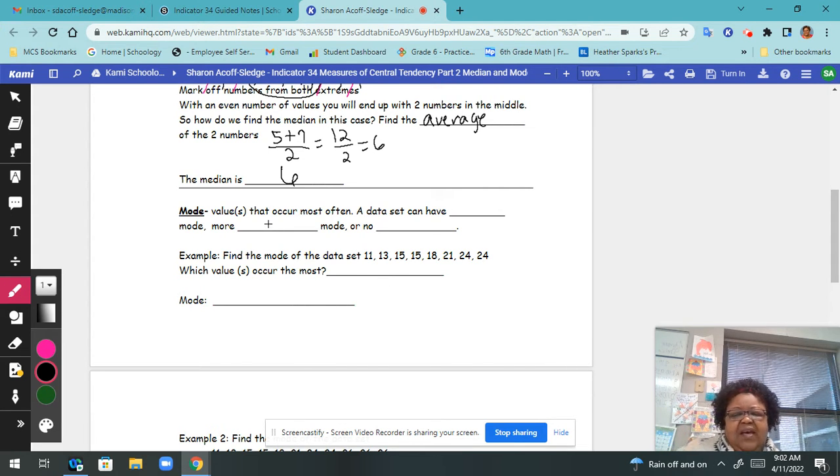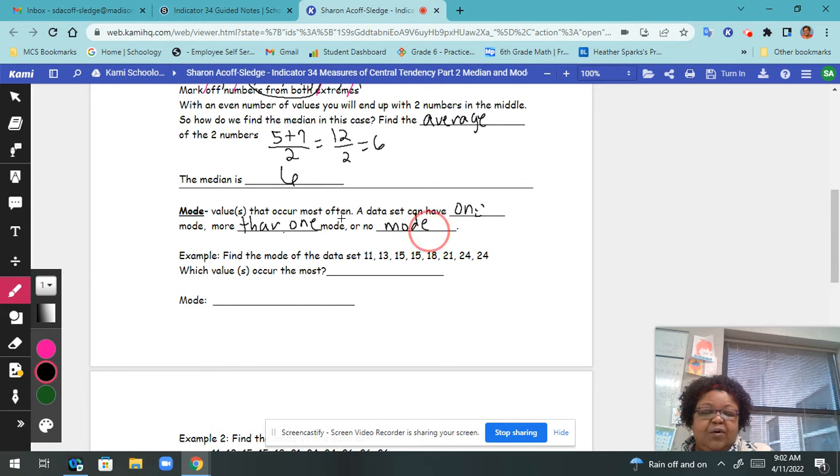The mode is the value that occurs the most often. Nothing deep. You don't have to calculate anything. A data set can have one mode, it can have more than one mode, or no mode.